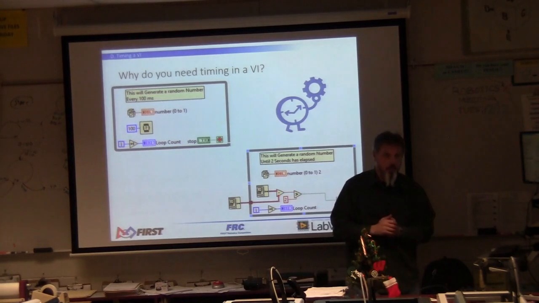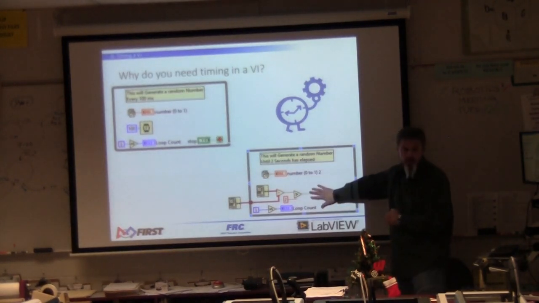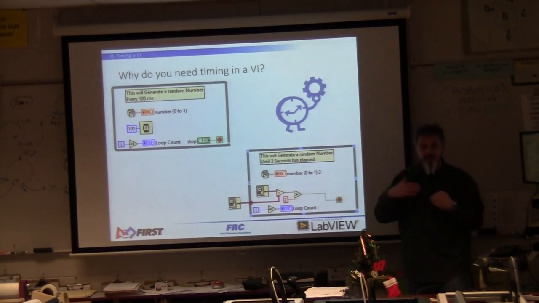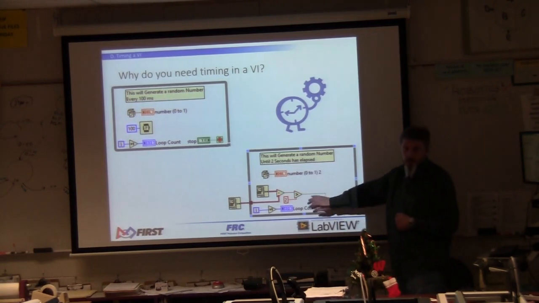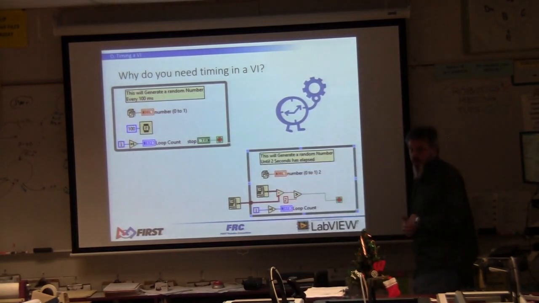So this is something you would probably use in competition, right? When you're trying to time something for a certain amount of time but you want the loops to keep running, you would use the elapsed method. When you're trying to slow a loop down, you'd use the blocking method.